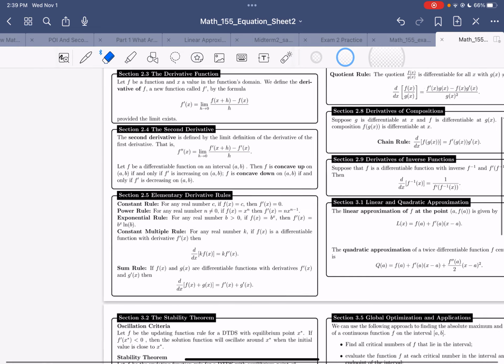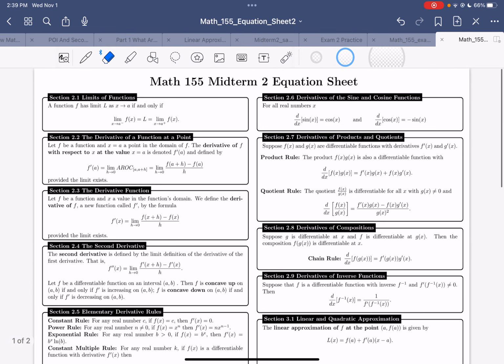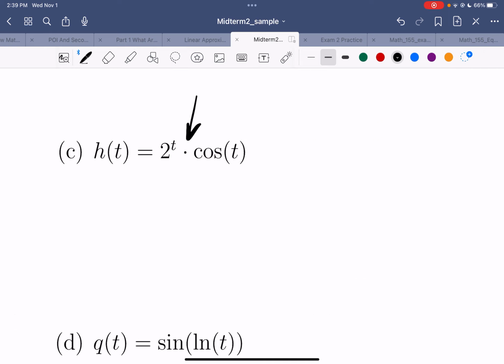So what is the question? Let's see. We need the derivative, and we need a product rule, and I just want to show you that the product rule is here. Where is it? Sum rule, stability theorem, derivatives. Oh, apparently we're going to be given sine and cosine. Okay, fine. Right here. Here's the product rule. So if you have one function times another function, derivative of the first times the second, plus derivative of the second times the first. All right, so that's what we're going to do.